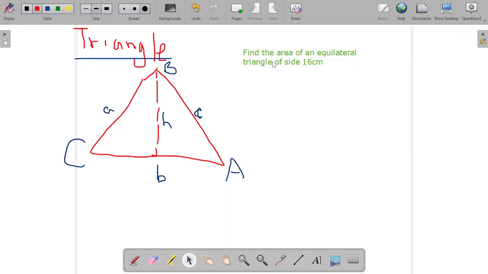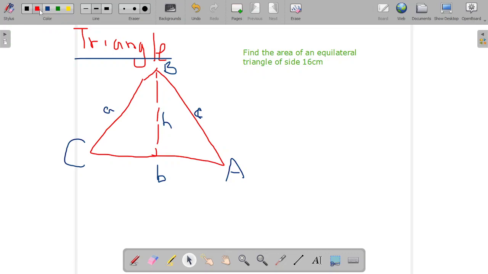Find the area of an equilateral triangle of side 16 centimeters. Before we begin to solve this question, let's look at some other formulas for calculating the area of the triangle.